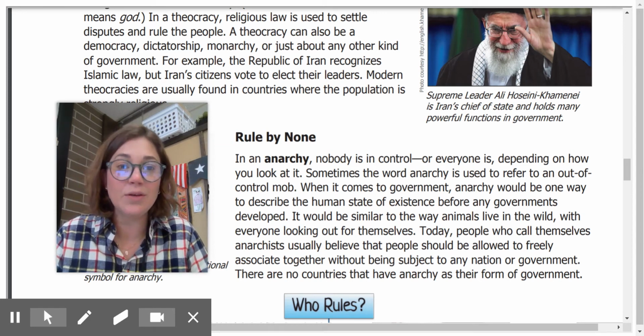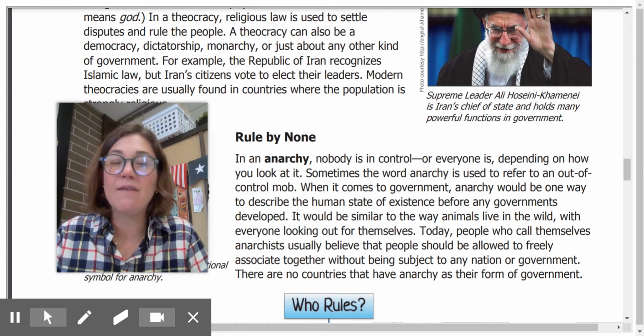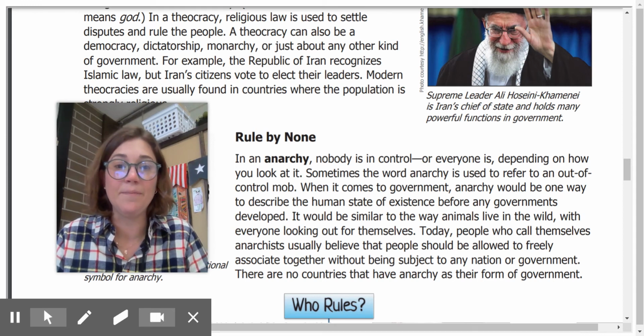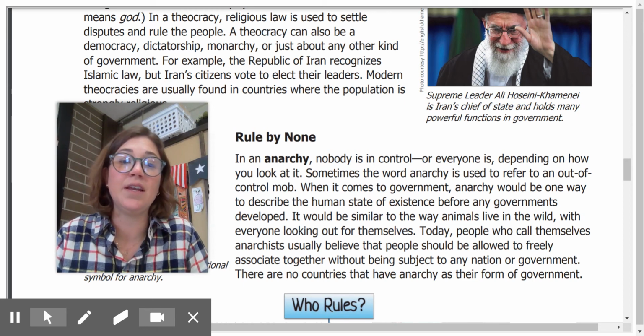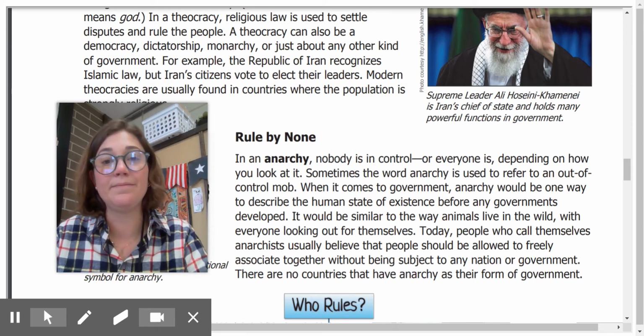It would be similar to the way animals live in the wild, with everyone looking out for themselves. Today, people who call themselves anarchists usually believe that people should be allowed to freely associate together without being subject to any nation or government. There are no countries that have anarchy as their form of government.